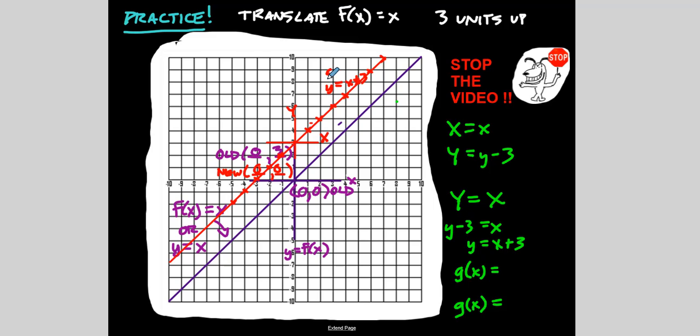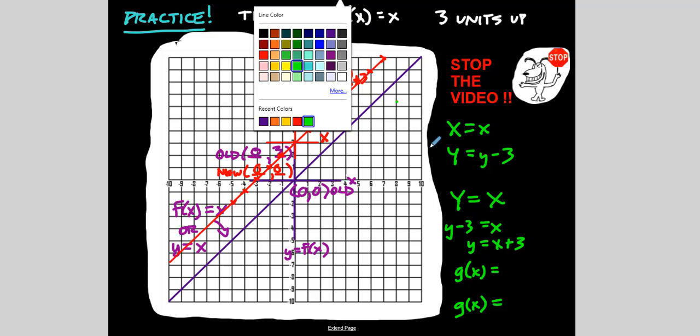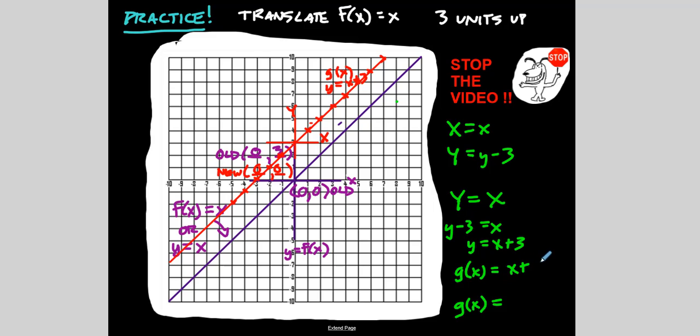We'll also call this g of x. So g of x, again, could be x plus 3, but since f of x equals x, I could also write this as f of x plus 3.